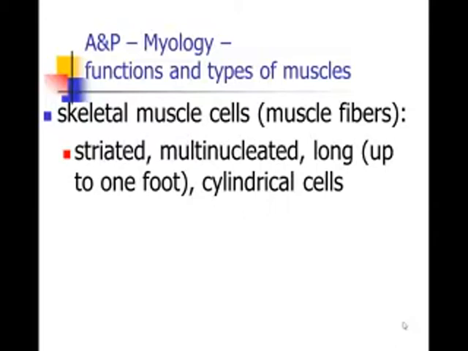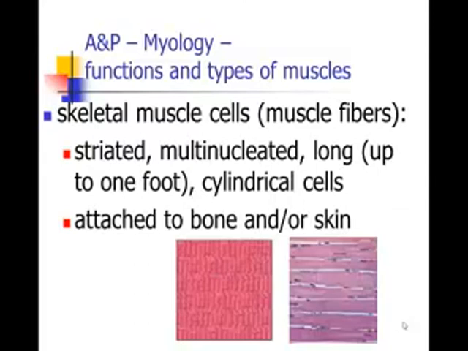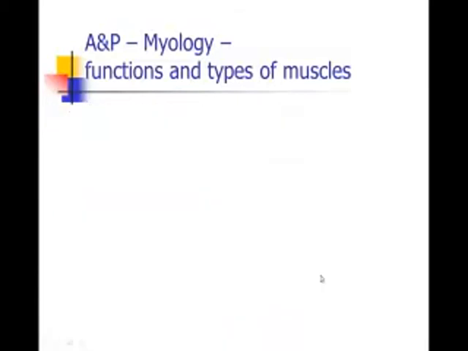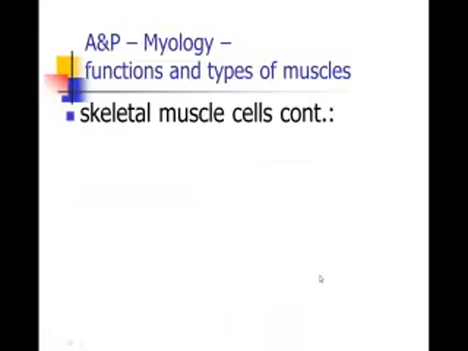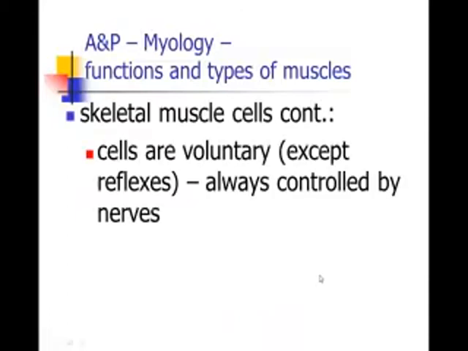The cells are also cylindrical in shape, and they're attached to bone. So here we have a photomicrograph and a drawing of the cells, and you can see the stripes. These little blue things are the nuclei, and you can see there's a dark stripe here, and then a light stripe, and a dark stripe, and a light stripe. Okay, that's the striation that we talked about.